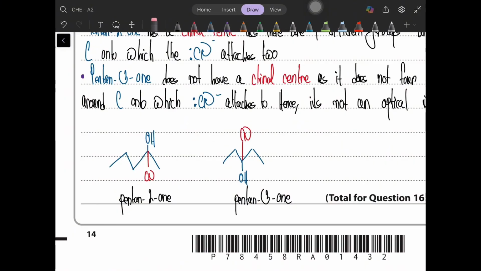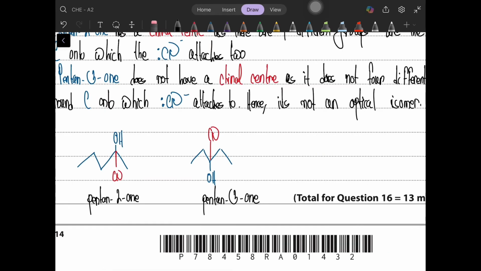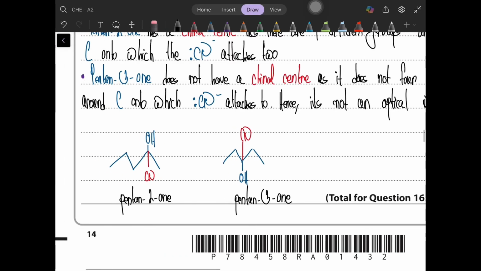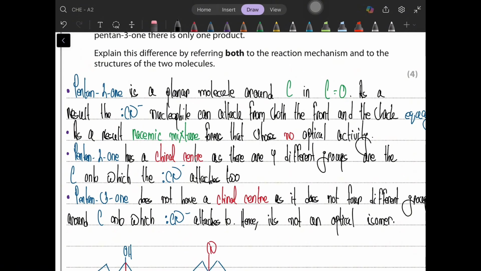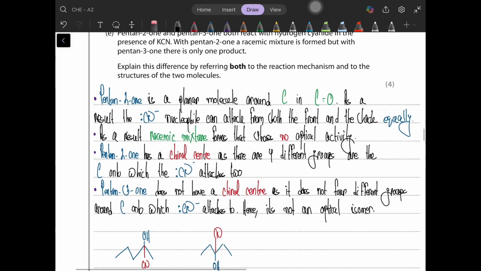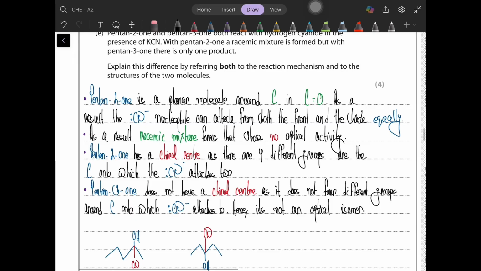But with pentan-3-one, we do not have a chiral center, hence it would attack from the opposite direction of this OH over here, and as a result it would lead to the formation of one product only, right? Clear? So whenever you have a chiral center, you are going to have a racemic mixture. The molecule is planar around the carbon in C=O. As a result, the cyanide ion, the nucleophile, can attack from both above and below equally. As a result, a racemic mixture forms that shows no optical activity.